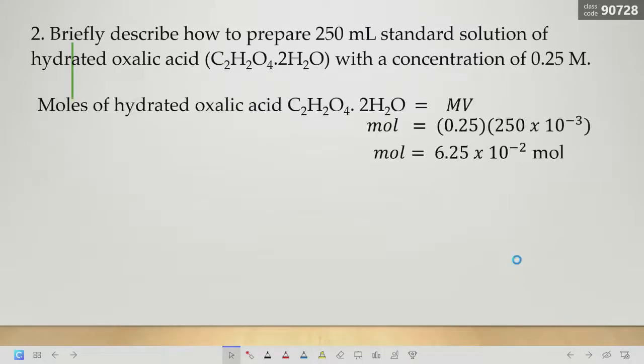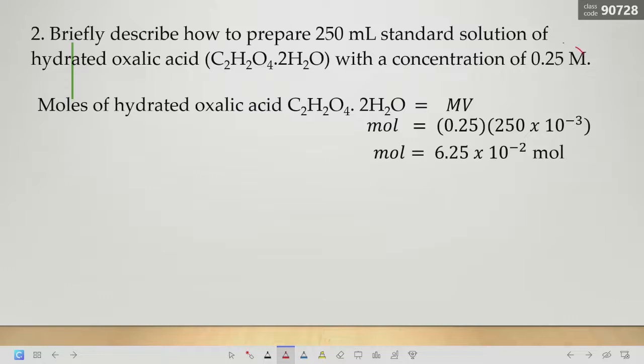Okay, so briefly describe, for this question, actually this is for you to prepare. Describe how to prepare 250 ml standard solution of hydrated oxalic acid with a concentration of 0.25 molar. So the question asks you to describe how to prepare 250 ml of standard solution. First thing what you have to do is, you have the concentration given in the question here.